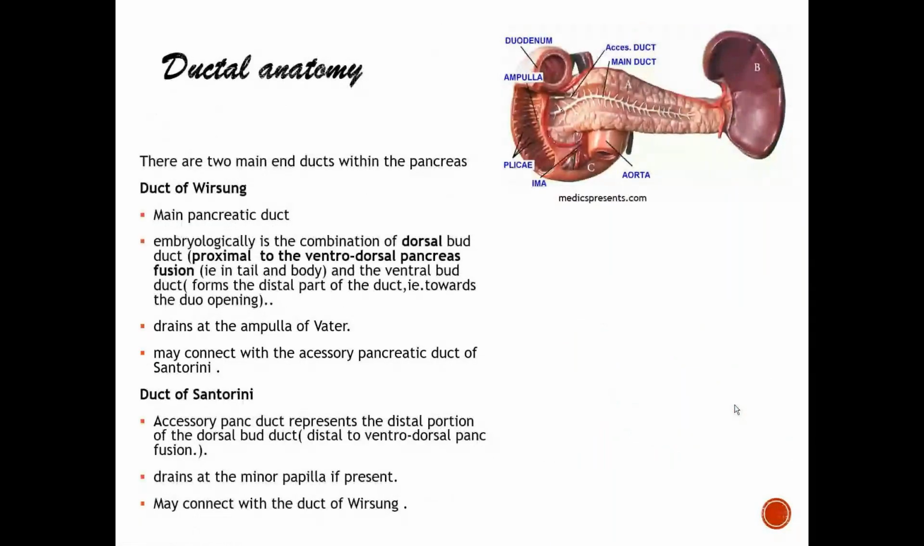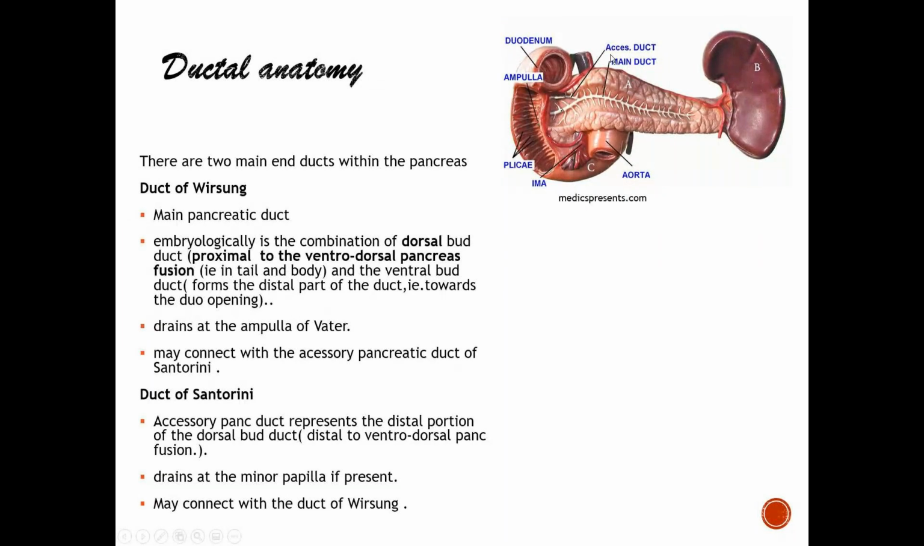The main duct is known as the duct of Wirsung, and it has two parts to it. Part of it is what was the dorsal pancreatic bud. See, this is the accessory pancreatic duct and the proximal part of the duct. Let me correct myself, because the duct starts here and ends here, so this would be the proximal part. The proximal part of the duct is derived from the dorsal bud. The rest of the dorsal bud duct remains as the accessory duct.